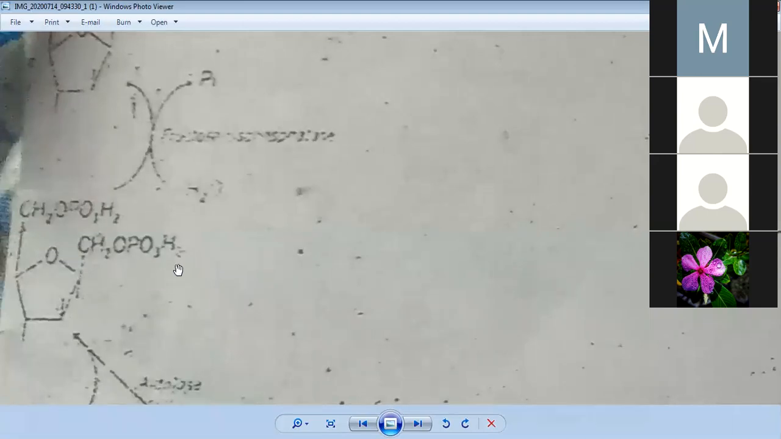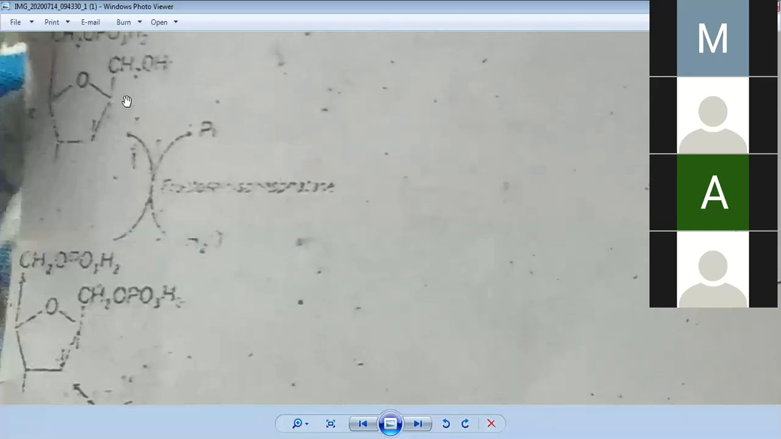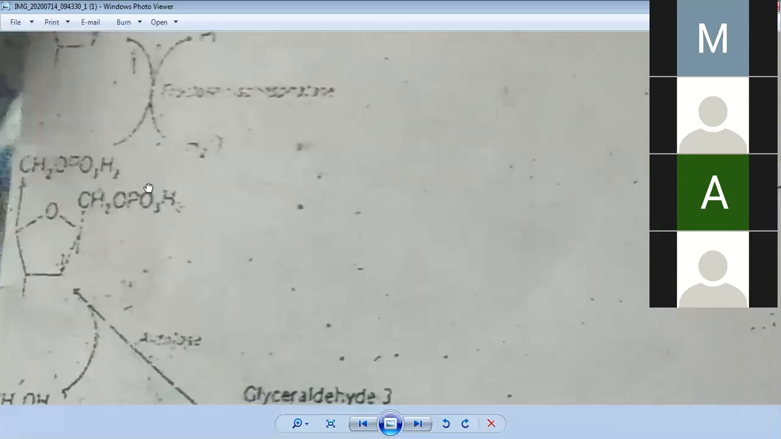So what will be the enzyme then? Fructose 6-phosphate will be converted into fructose 1,6-bisphosphate. What will be the enzyme? Kinase. Phosphofructokinase. The main thing is kinase. But which kinase is this? As it is fructose, this is a fructokinase, and the substrate was phospho. This is why phosphofructokinase.